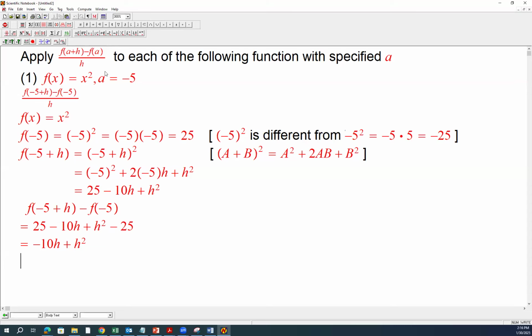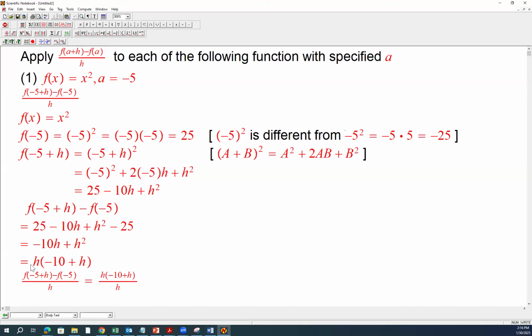And after that, usually we would like to factor it. We're going to factor the h out. We get h times negative 10 plus h. So by now, we have finished the numerator. And now we're going to do the whole expression required. We're going to plug in. The numerator is found. H multiplied by negative 10 plus h, divided by h.